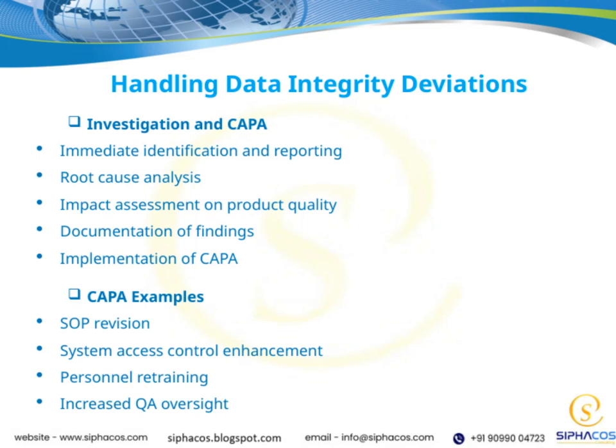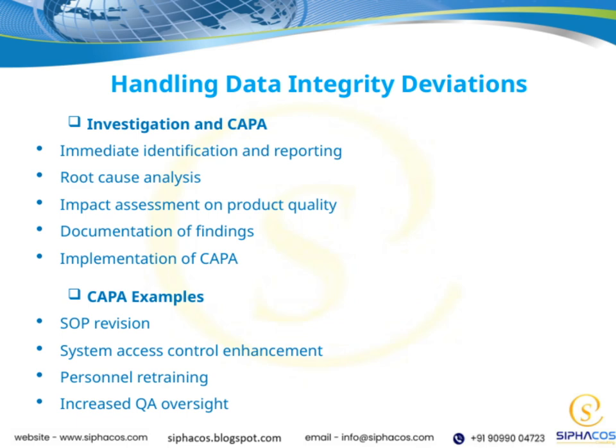When we identify a deviation, the first step is investigation and CAPA, corrective and preventive actions. It's crucial to immediately identify and report any issues as soon as they arise, so we can address them promptly. Next, conducting a thorough root cause analysis helps us understand why the deviation happened in the first place. This step is essential for preventing recurrence.